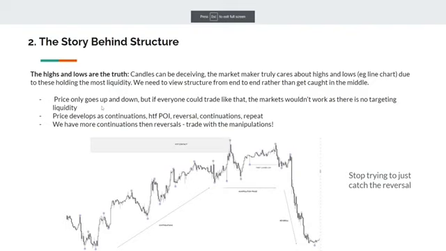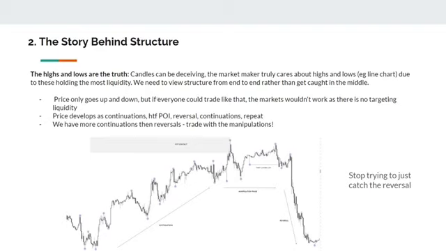Price only goes up and down, but if everyone could trade like that, the markets wouldn't work as there's no targeting liquidity. Trading's not going to be easy. It's not going to make it easy for you. If everything just went up and down, it just doesn't work like that. Everything needs its opposite. You need losers to have winners. Okay. Price develops as continuations.